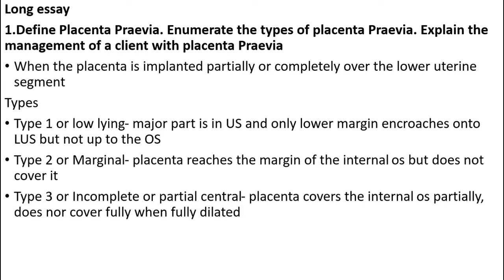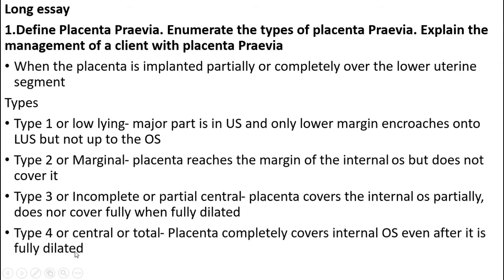And type 3, or incomplete, otherwise called partial central. In this case, the placenta covers the internal os partially but does not cover it fully when the cervix is fully dilated. Type 4, or central placenta previa, or total placenta previa. It means the placenta completely covers the internal os even after the cervix is fully dilated.